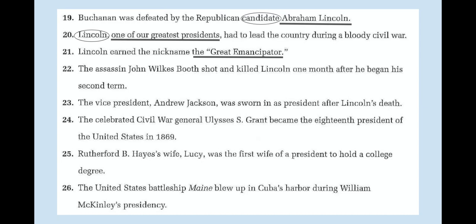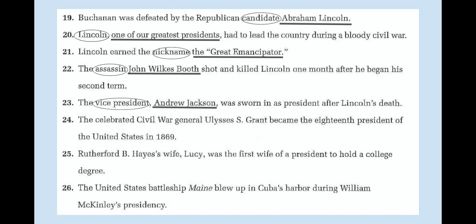21, Lincoln earned the nickname the Great Emancipator. So the Great Emancipator is our appositive phrase. It's adding more information to nickname, which is our noun. 22, the assassin John Wilkes Booth shot and killed Lincoln 1 month after he began his second term. John Wilkes Booth is identifying assassin, which is our noun. Number 23, the Vice President Andrew Jackson was sworn in as president after Lincoln's death. So Andrew Jackson here is our appositive phrase, identifying which vice president we are talking about.